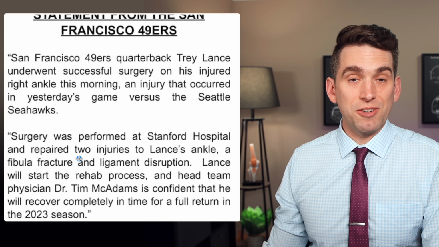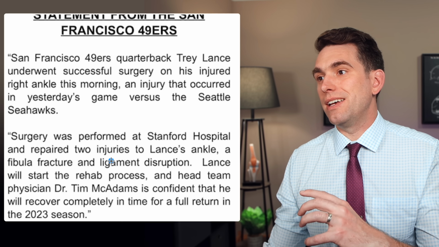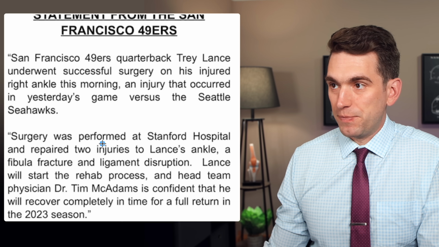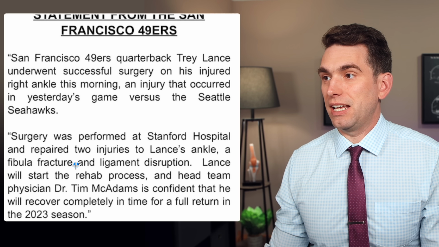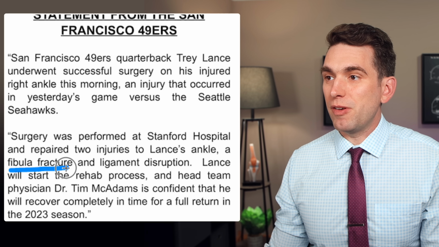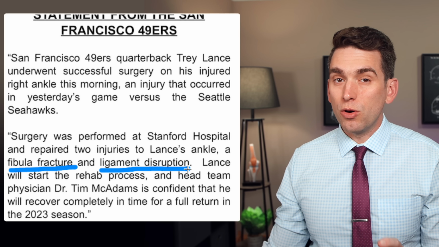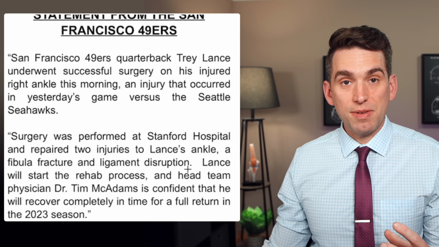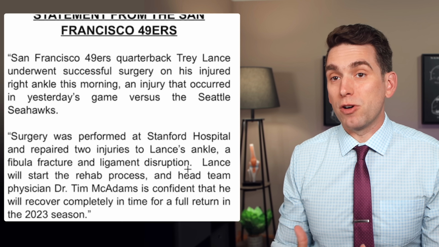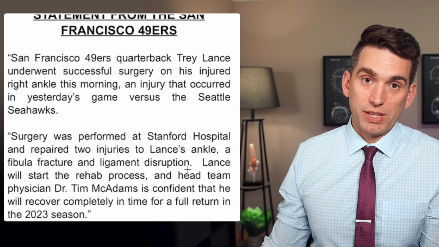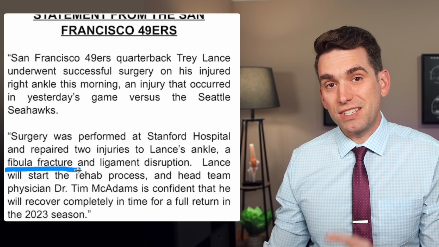The statement from the 49ers detailing the full extent of his injuries actually provides some more detail that makes this injury less significant than it could have been. So if we look here, surgery is performed at Stanford Hospital to repair two injuries that Lance sustained. The first was a fibula fracture, and the second was ligament disruption. Notice they don't say anything in here about the tibia. That's the main shin bone, the main bone that forms the leg portion of our ankle joint. The fibula is the smaller bone on the outside that we'll look at, but the fact that this was just a fibula fracture and no tibia fracture is definitely a positive thing.